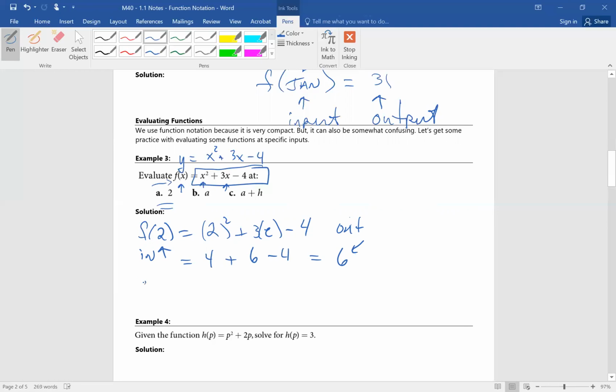If I were to replace it with a letter, the rules don't change, not one bit. So in the future, when I ask you, if the input is A, give me the output. If I replace x with A, again, everywhere here, wherever you see an input of x, you would have A squared.